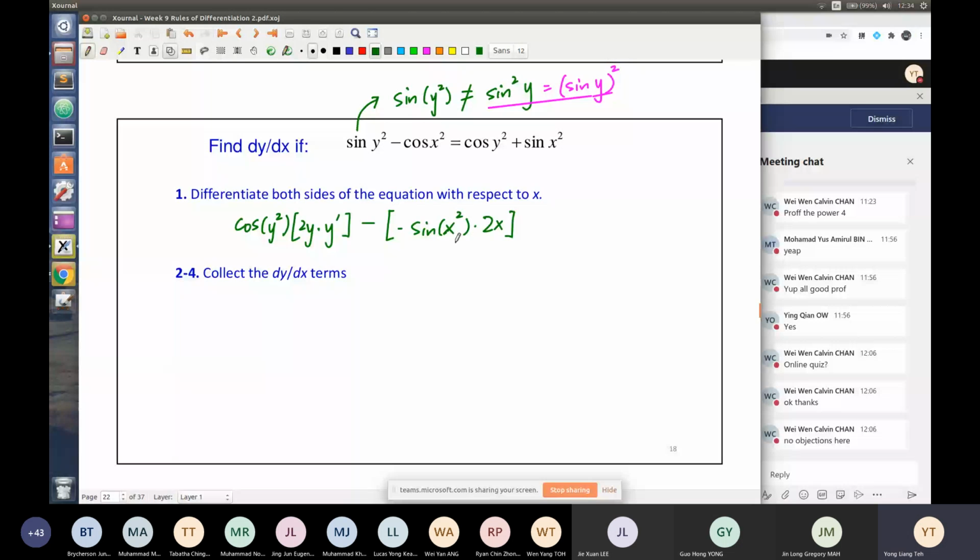Then it equals, so for cosine y square here, you expect the same thing. So you have minus sine y square, then chain: 2y, when differentiating y, times y prime. Then sine x square plus, now you have cosine x square, then you have your 2x. Any objections?